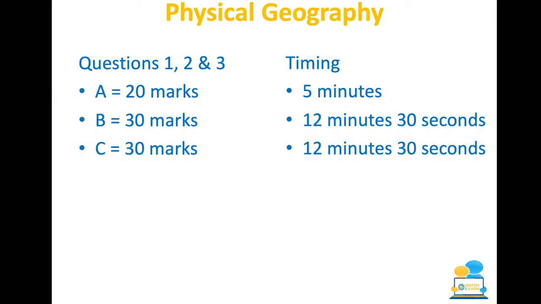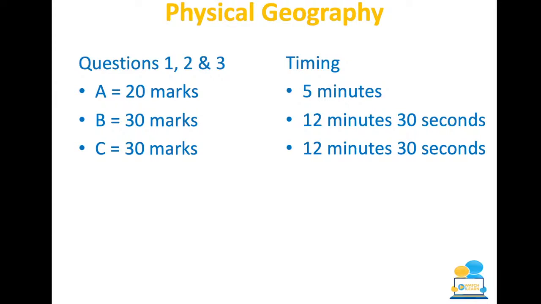So if you pick, say, question 1, you'll have an A, a B, and a C. A is 20 marks, B is 30 marks, and C is 30 marks. That's making up 80 marks. Your timing for each of these sections: for a 20 marker, you should be spending 5 minutes. And then for a B and C, the 30 markers, you should be spending 12 minutes, 30 seconds.